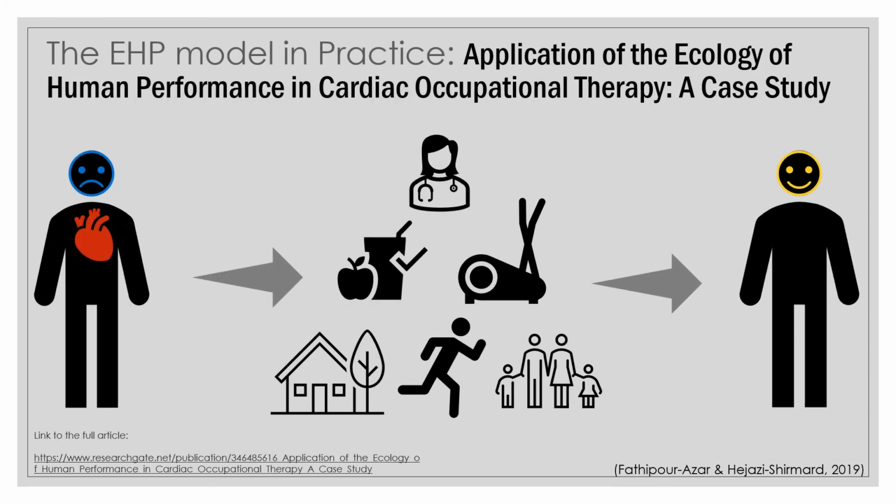So here is an article that I found that used the EHP. It was called The Application of the Ecology of Human Performance in Cardiac Occupational Therapy, a case study. This study focused on cardiac rehabilitation and the OT's role in working with their patients. The author stated how cardiovascular disease is a leading killer among the population. It has a large variety of negative effects on people who are living with this disease.